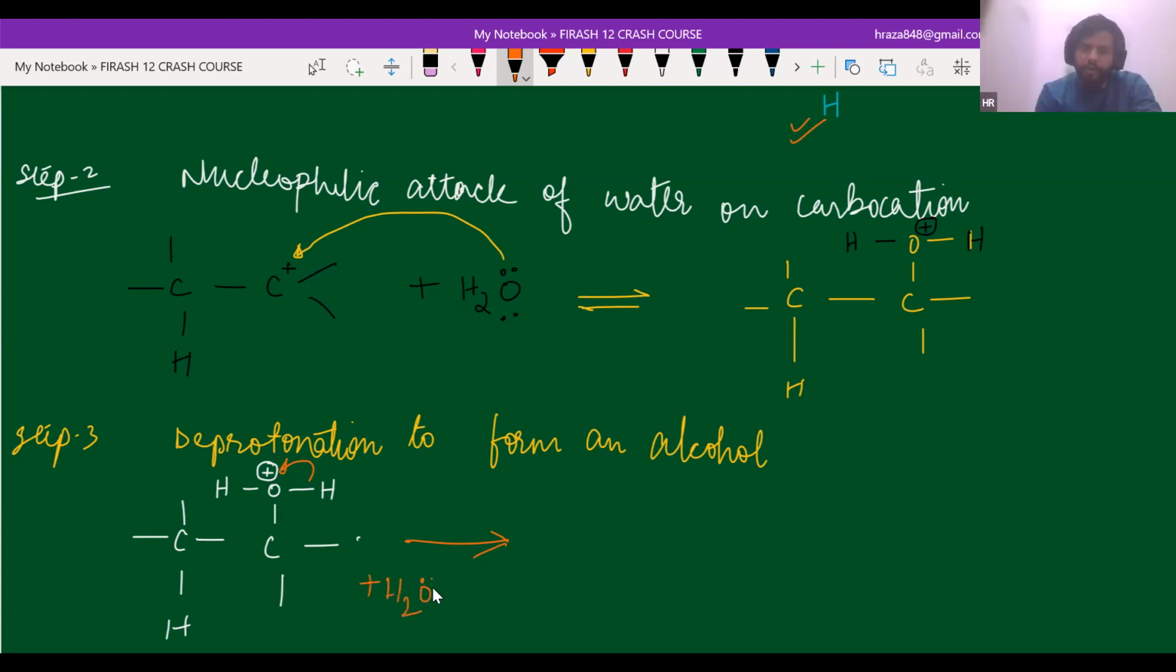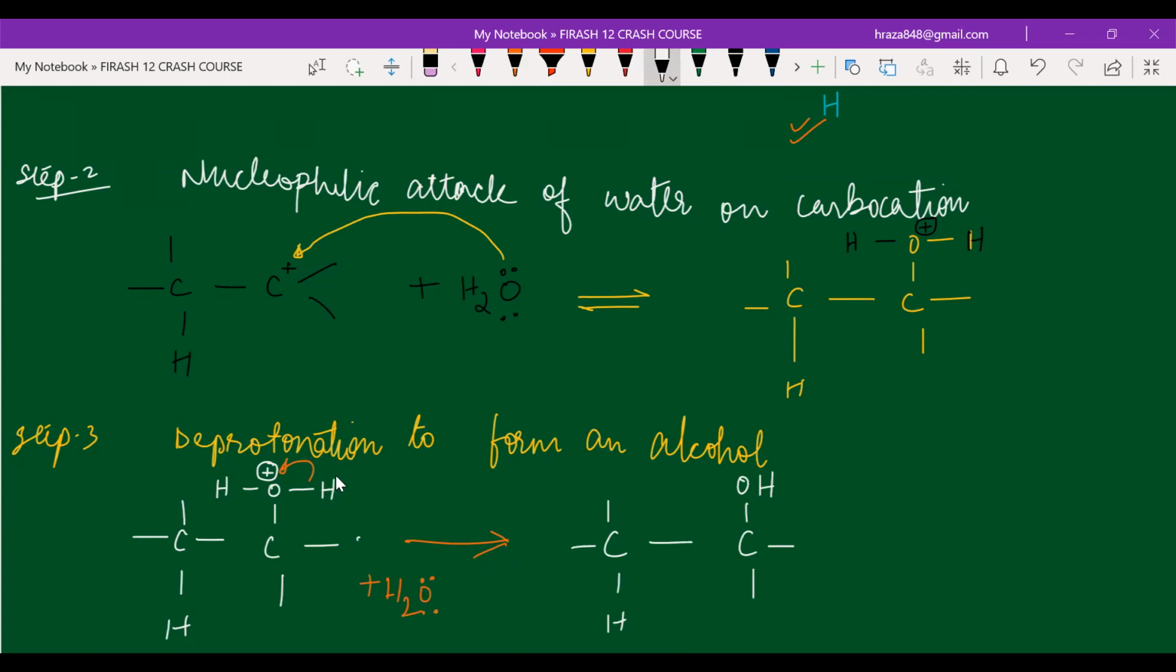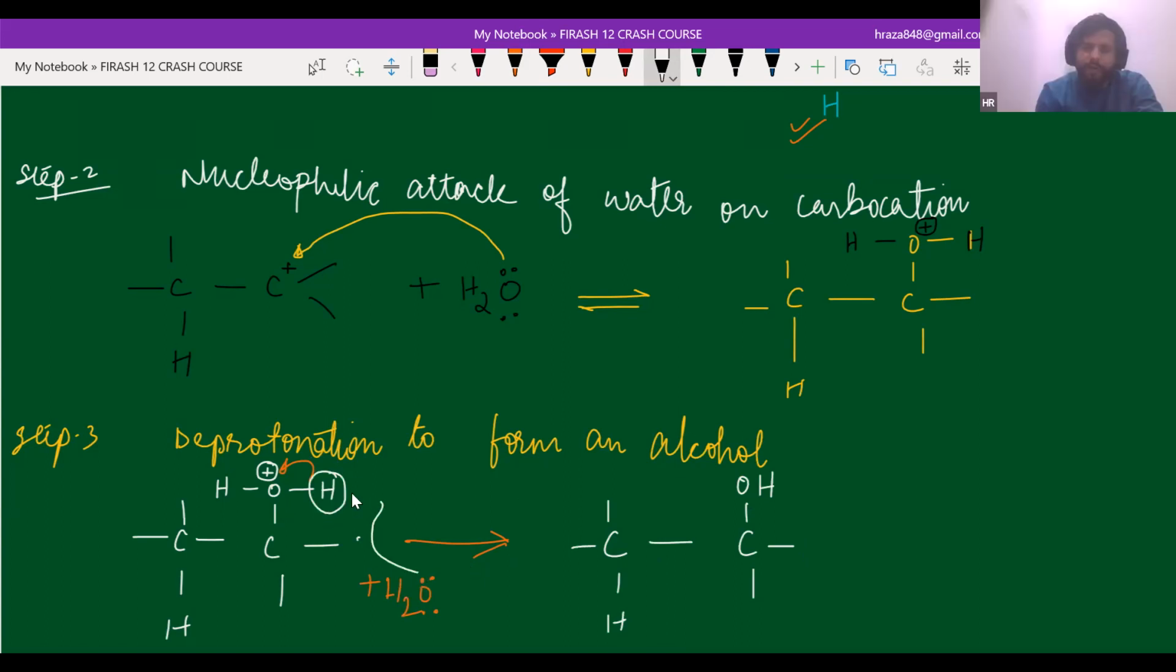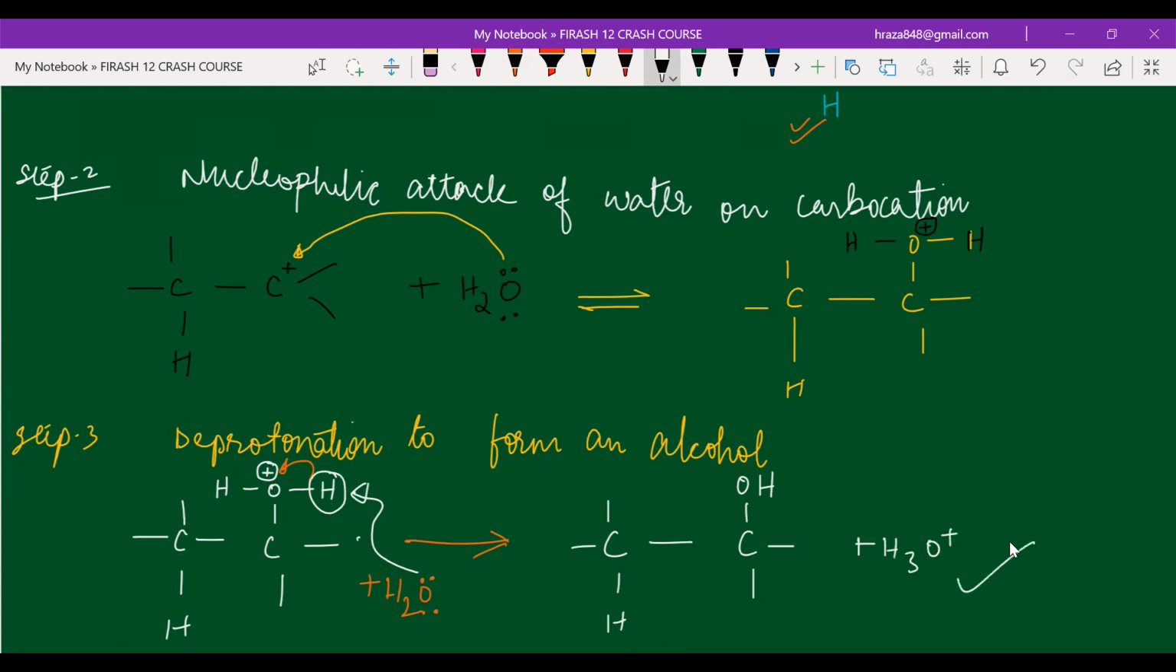The reaction is carried out in water. So as you can see, this will take. So it will be like this. Now it becomes alcohol. Yes or no? Yeah. And the H plus that is released will be attacked by H2O and again form the hydronium ion.